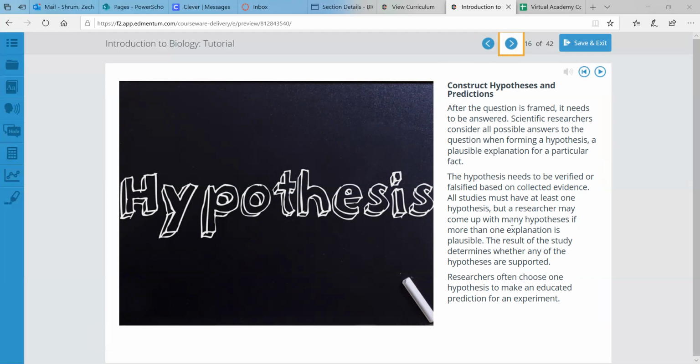So once you observe, once you ask questions, you're going to construct hypotheses. One hypothesis. If you're constructing plural, that's hypotheses, getting technical. But all you need to remember is that this is a prediction, an educated guess.